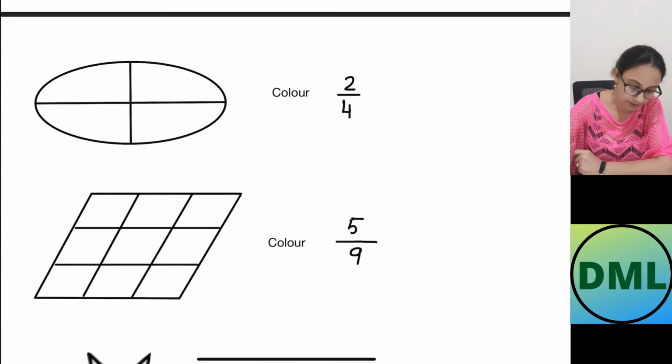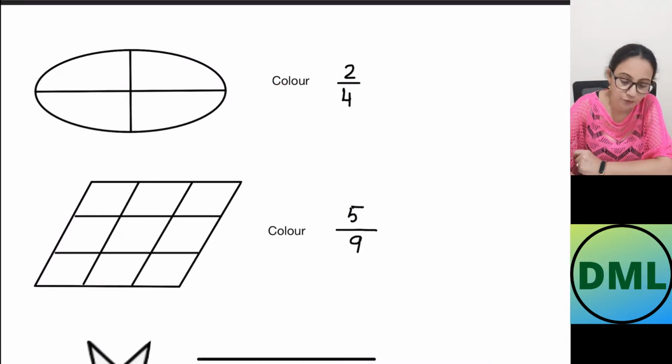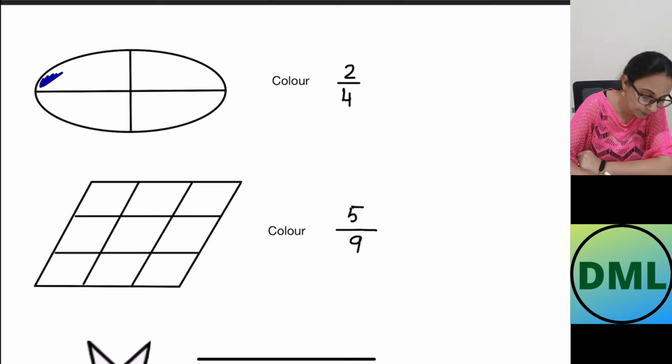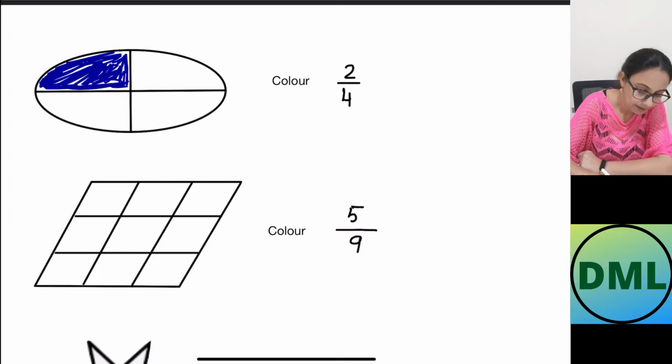Now let's see one more example. Color 2/4. So out of 4 parts, 1, 2, 3, 4 parts, I have to color how many parts? I have to color 2 parts. Let's do it. Let's take dark blue and let's color 2 parts. So let's say I pick this part and I pick this part. It's my choice. I can shade any part of my choice.